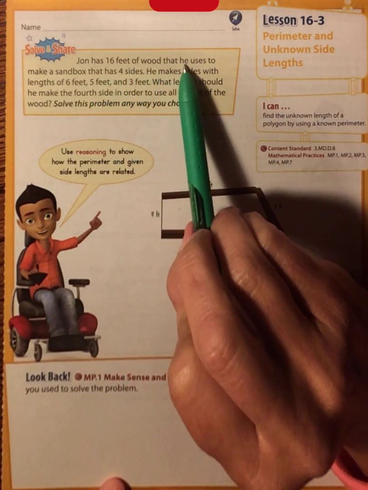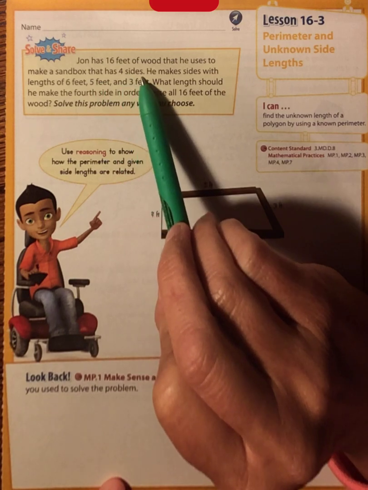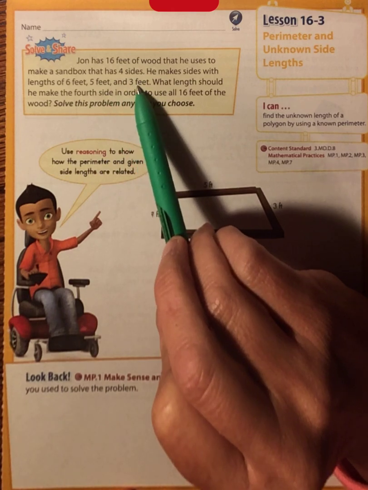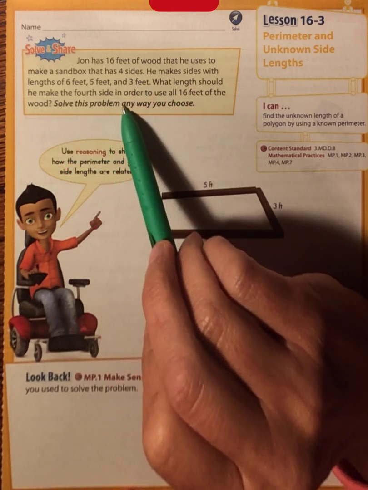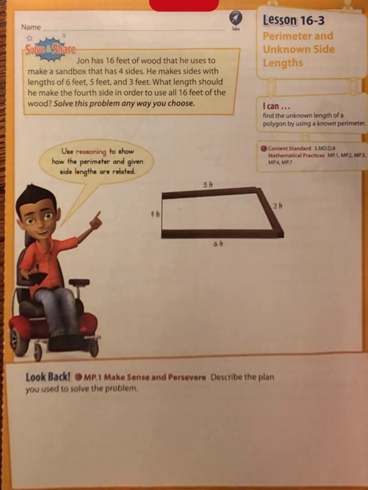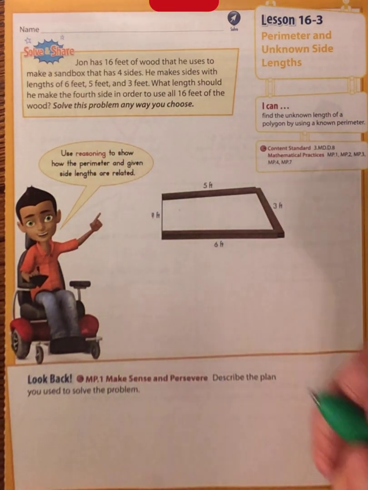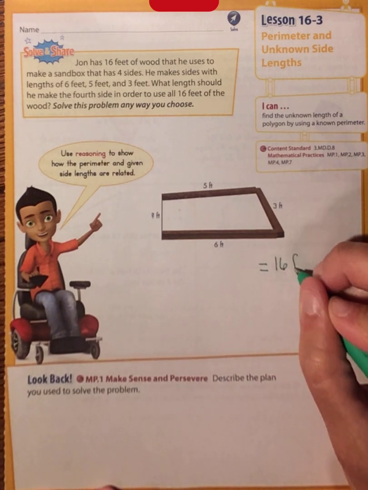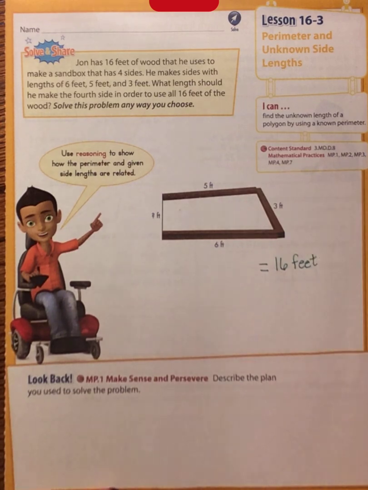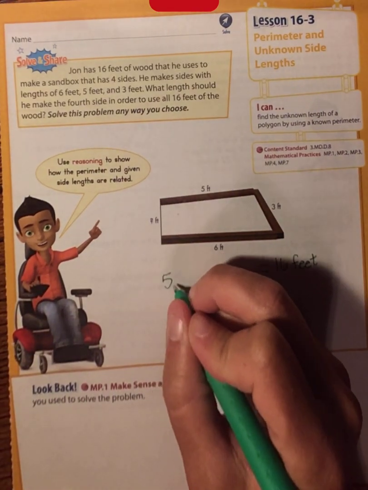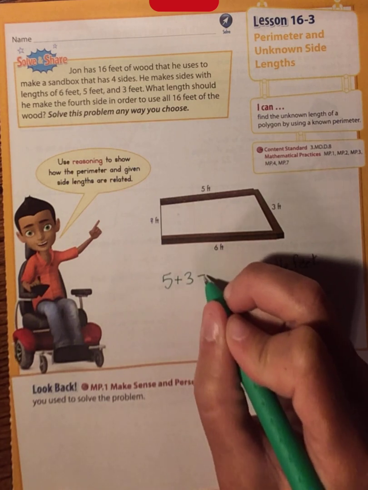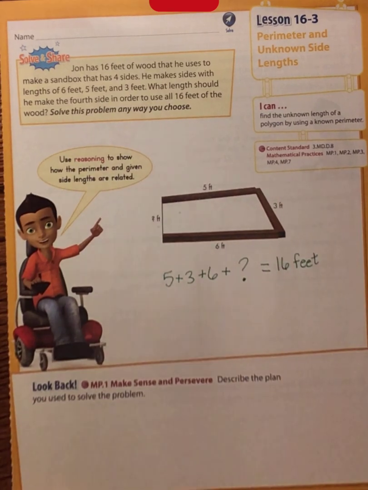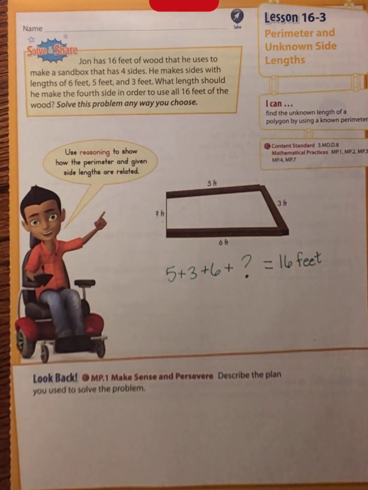John has 16 feet of wood that he uses to make a sandbox that has 4 sides. He makes sides with the lengths of 6 feet, 5 feet, and 3 feet. What length should he make the 4th side in order to use all 16 feet of the wood? So if he's going to use all 16 feet, we know that the perimeter is going to equal 16 feet. We know one side is 5, one side is 3, one side is 6. And what they're asking us is what is the other side of the sandbox. So how do we solve this problem?